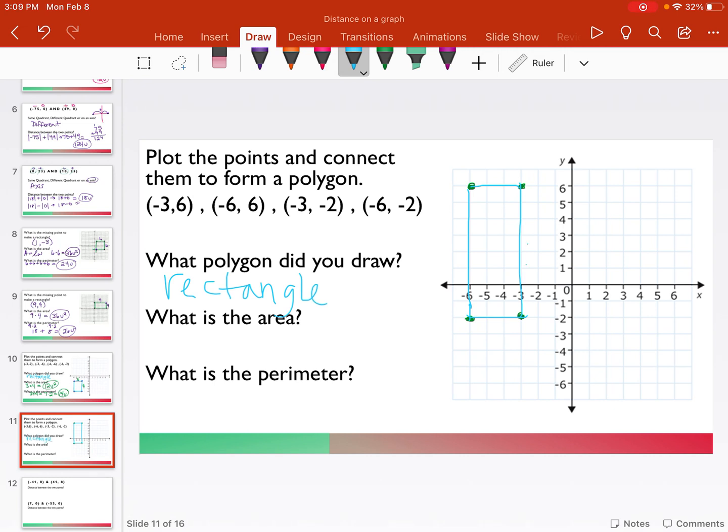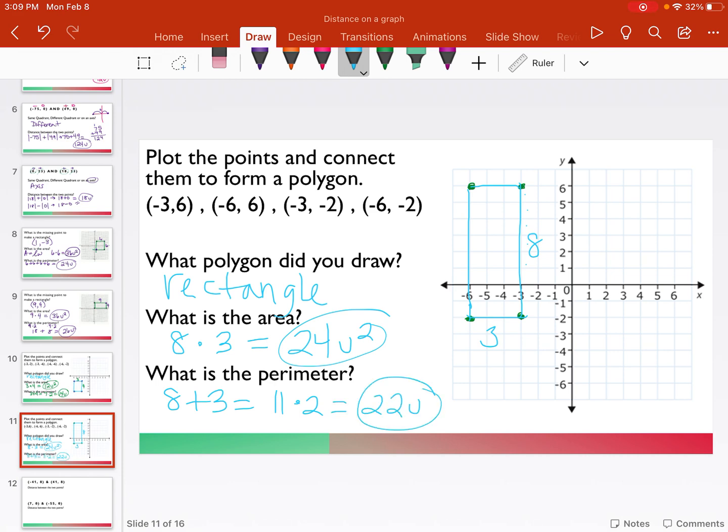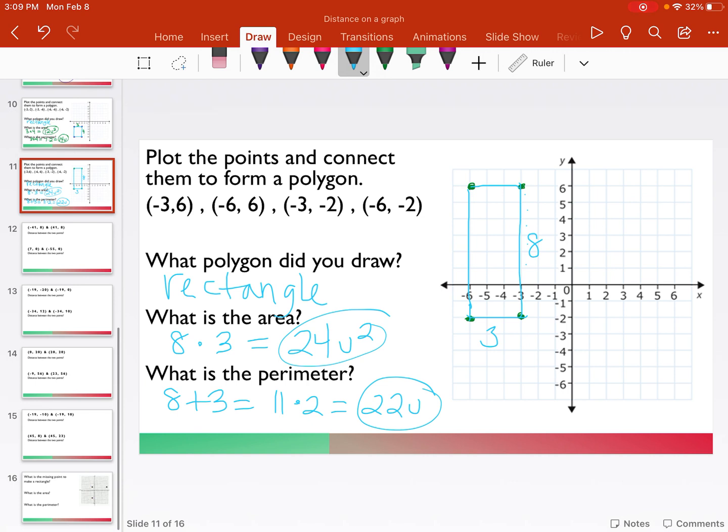Find our area, 1, 2, 3, 4, 5, 6, 7, 8. Looks like this is 8 by 3. 8 times 3 is 24 units squared. And then 8 plus 3 is 11 times 2 is 22 units for our perimeter. Okay, I gave you a few more down below for you to practice on your own, and then you can check the key.